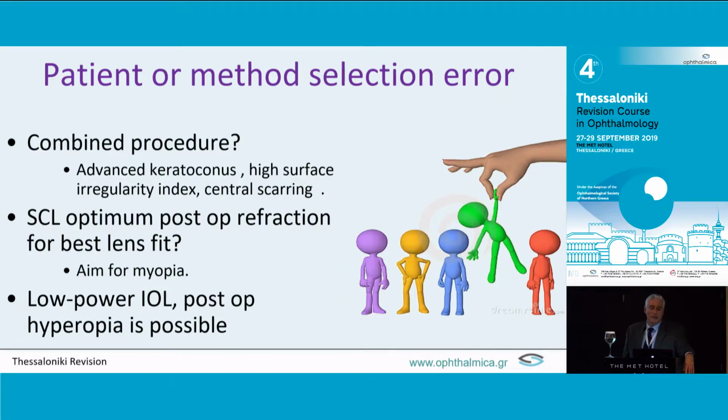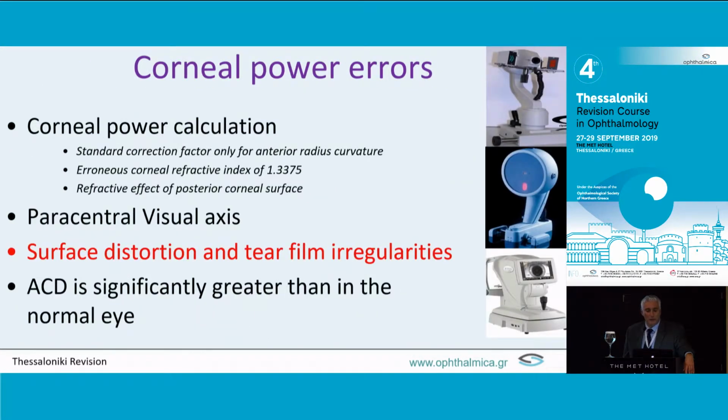We have a lot of problems, and most of them start from the corneal power, because what we use as corneal power in the first formulas is an erroneous refractive index, which doesn't reflect what is actually happening. Also, especially in keratoconus, we have a paracentral visual axis, which is very important to take care of. In keratoconus, please don't forget the surface distortion and the tear film irregularities, which are extremely important when we take care of the keratometry. And as we said before, the postoperative result relies on a good ocular surface and a good tear film.